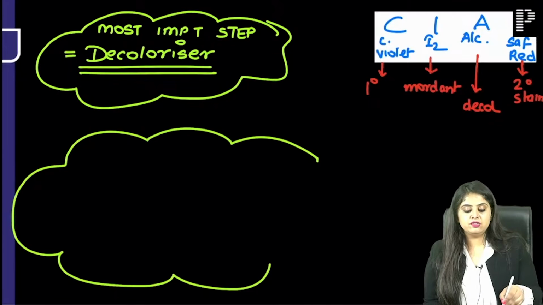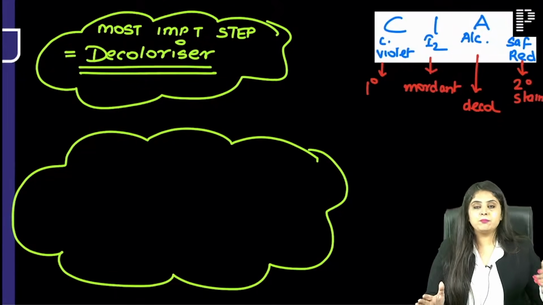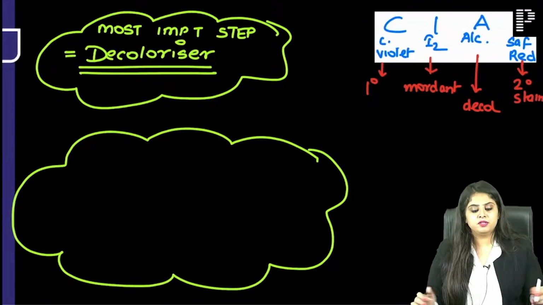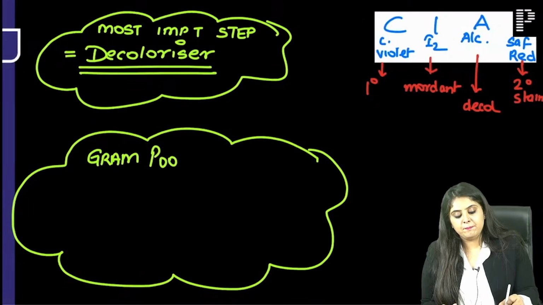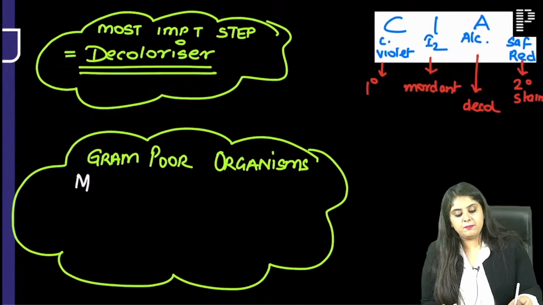The next step, I just told you, bacteria are either gram positive or gram negative. But then the examiner in the Viva will ask you, what are gram poor organisms? What are gram poor organisms? And they are going to be MRCS.